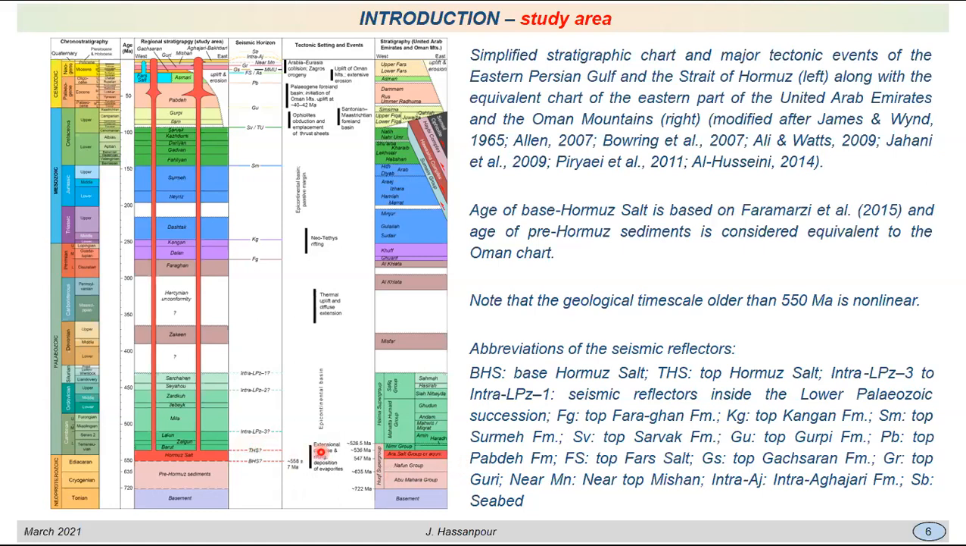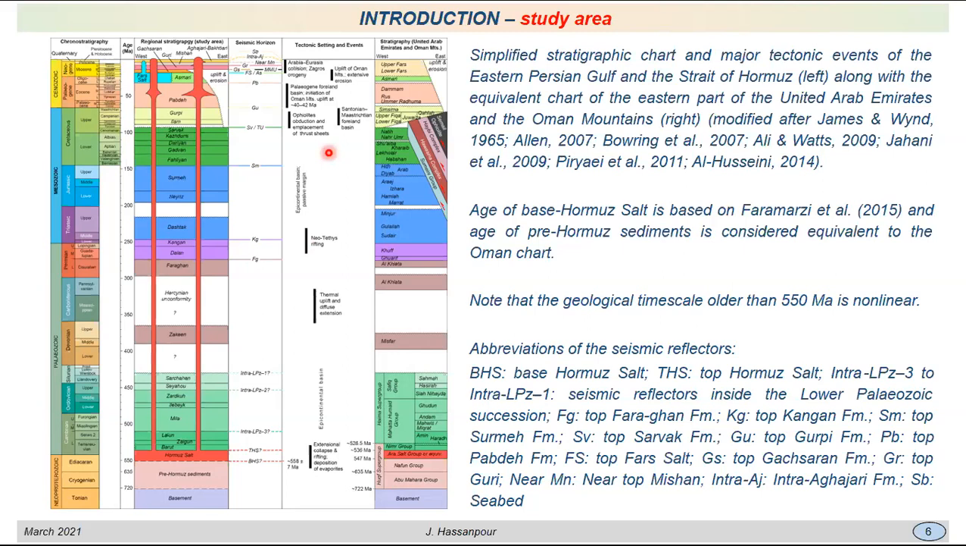And just for the people who don't know, the Hormuz Salt Basin is called Ara Salt in the Oman Salt Basin. They are time equivalent to each other. And this column shows the main tectonic events affecting this area from the late Precambrian to the present day, including extensional collapse and rifting, leading to the deposition of the Hormuz evaporites. And then we have got the passive margin. During the late Permian and Triassic, we have got the rifting and opening of the Neo-Tethys Ocean.